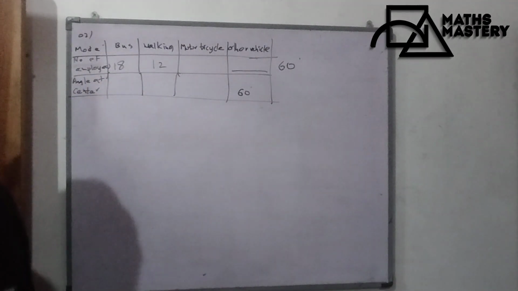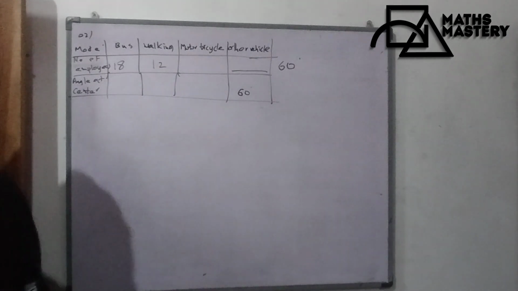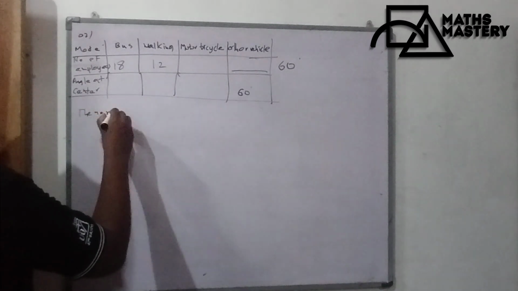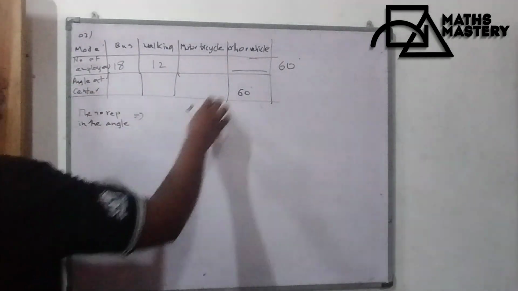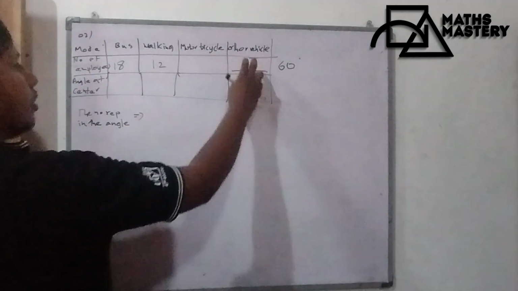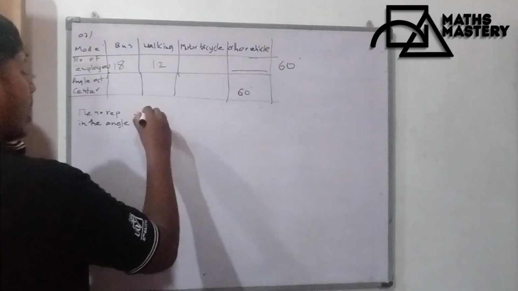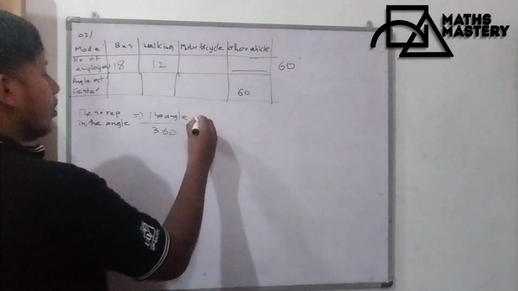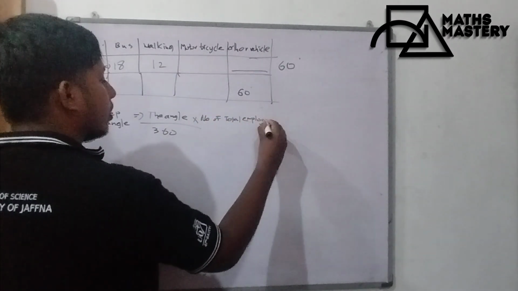I have taught you in the theory class how to get the number represented in an angle. So how to do that? For the other vehicle part, do you know the number of people who are traveling in another vehicle? You don't know, but you know the angle, which is 60. The angle divided by the angle of a total circle, which is 360, times the number of total employees. This is the equation.